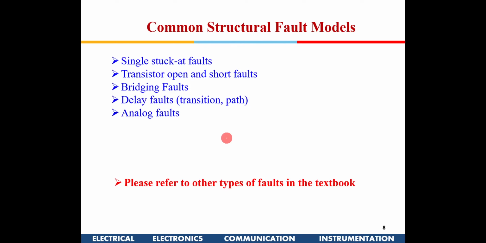Okay. Now there are a few common structural faults. One is known as single stuck-at fault, and there could be multiple stuck-at faults also. There could be transistor open and short faults, bridging faults, and there could be delay faults and analog faults. Analog fault we will not discuss much because our focus is on digital. It is nothing but, suppose I am supposed to get 1.8 volt, I am getting only 1.7 volt at the output. So that kind of faults. We'll talk about the first and fourth kind of faults here.